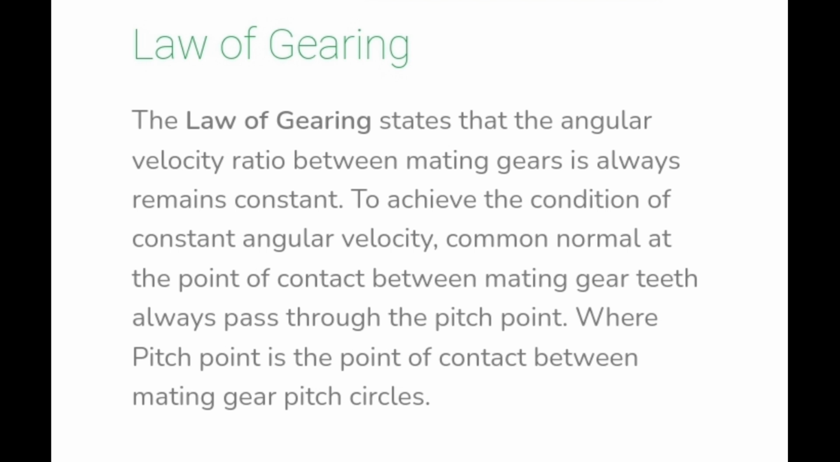law of gearing. The law of gearing states that the angular velocity ratio between mating gears always remains constant to achieve the condition of constant angular velocity. The common normal at the point of contact between mating gear teeth always passes through the pitch point, where the pitch point is the point of contact between mating gear pitch circles.